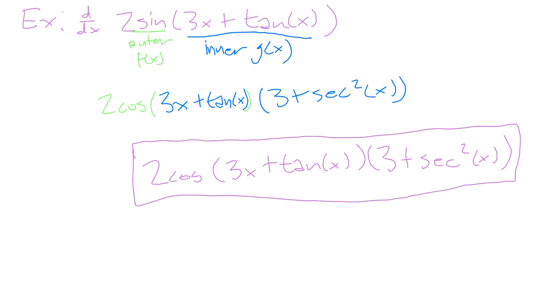Now let's try a couple more. This time let's see what happens if we try using exponential functions. So this time we're going to take the derivative of e to the 2x squared plus 3. This one's a little different, but we can still see that we have an inner function and an outer function.